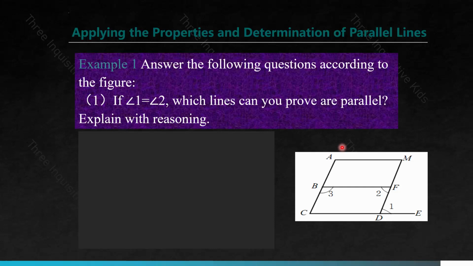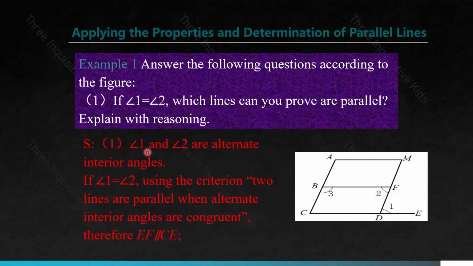Alright, so here's the solution. Angles 1 and 2 are alternate interior angles, as we can see in the figure. If angle 1 is equal to angle 2, using the criterion (criterion is just another word we use for condition), two lines are parallel when alternate interior angles are congruent. Therefore, we know that EF is parallel to CE. So the two lines that we can prove are parallel would be EF and CE.